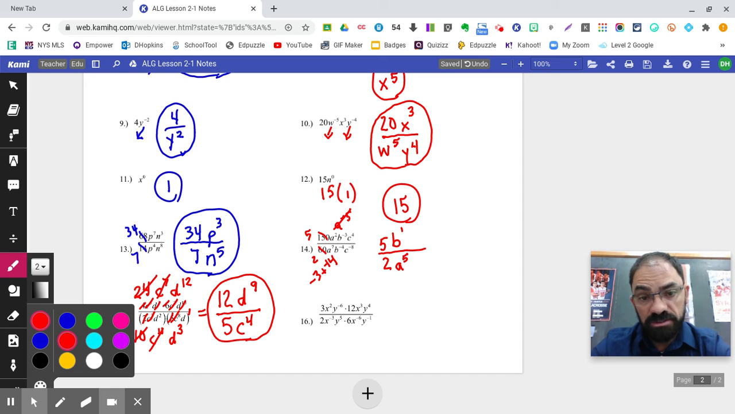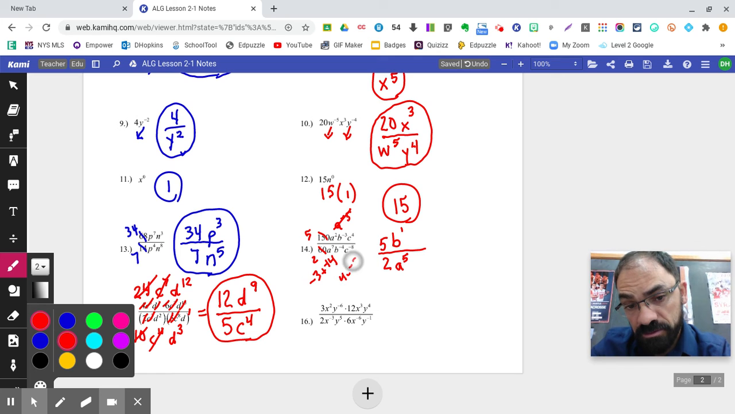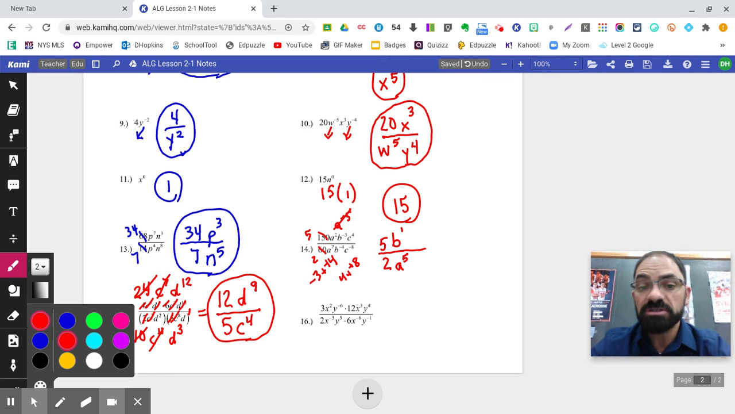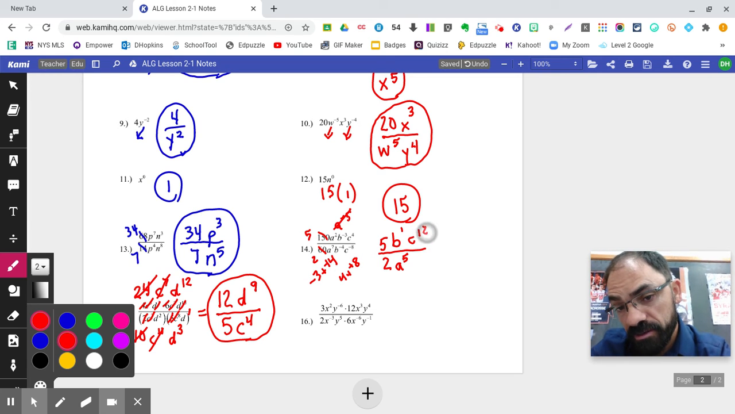And now our c's. 4 minus negative 8. Once again, when I minus a negative, it turns to plus a positive. So 4 plus 8 is 12. C to the 12th would be on top.